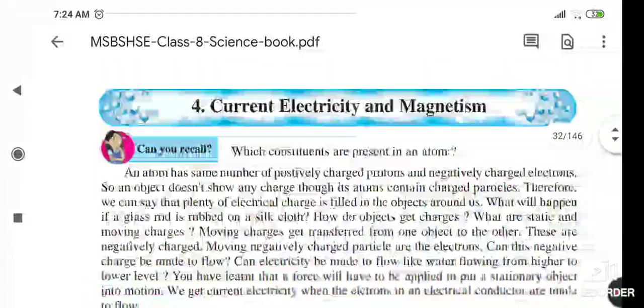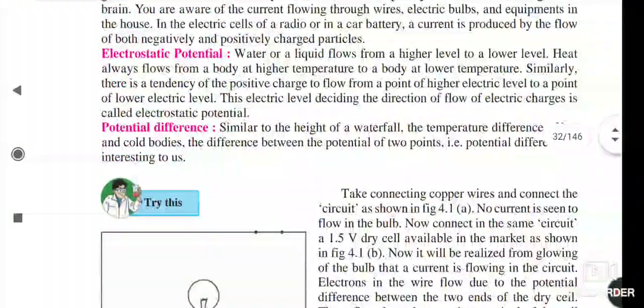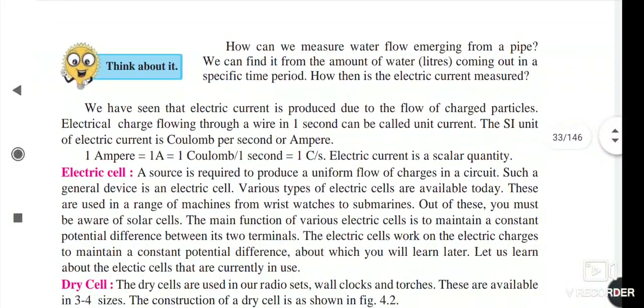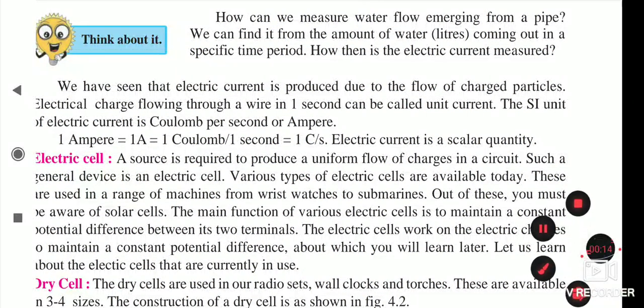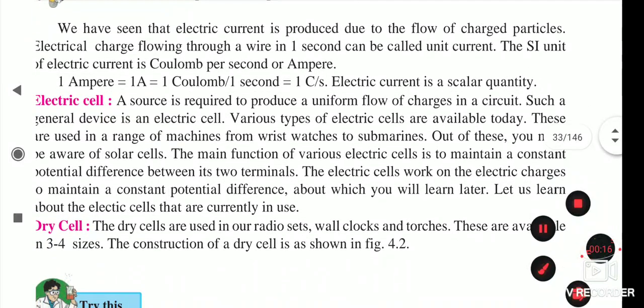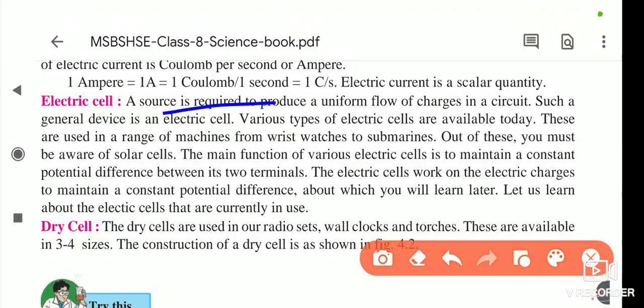Today in the current electricity and magnetism lesson that we started last lecture, we will see the electric cell. A source is required to produce a uniform flow of charges in a circuit. A source is required to produce a uniform flow of charges. It means one source is needed.